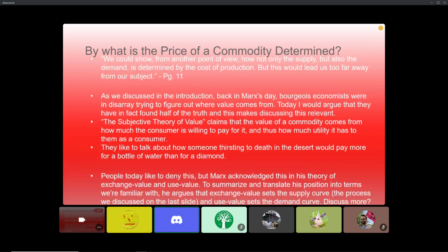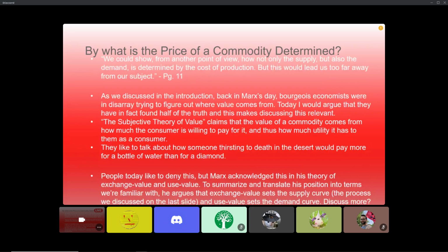And I thought this was really interesting because Marx mentions, after this explanation about supply, he says, we could show from another point of view how not only the supply, but the demand is determined by the cost of production, but this would lead us too far away from our subject. And I think, writing for his day, Marx was right to maintain his focus on his subject, because back in Marx's day, bourgeois economists didn't even have an explanation left for where value comes from. They had all those contradictions that he pointed out and cut through with his labor theory of value, but it took them quite a bit of time before they came up with a new theory.